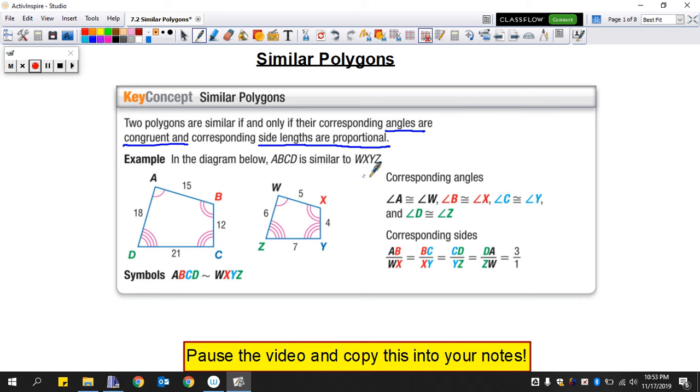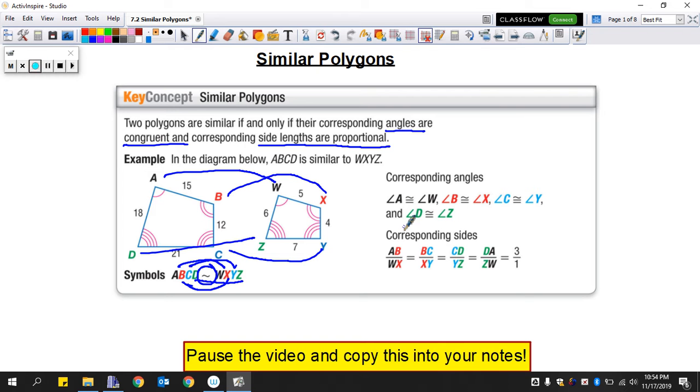So if you see down here, ABCD is similar to WXYZ. This little tilde here is the similarity sign. A goes to W, B goes to X, C goes to Y, and D goes to Z. So those are the corresponding angles.